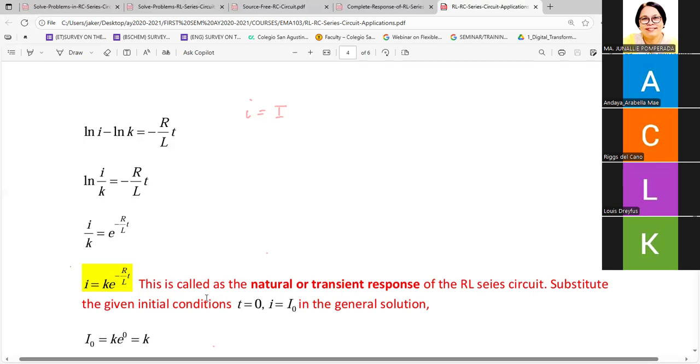Now this expression, or shall I say the formula, allows you to determine the current in this RL circuit, which doesn't have a source, given the time. We call this formula the natural or transient response of your RL series circuit.